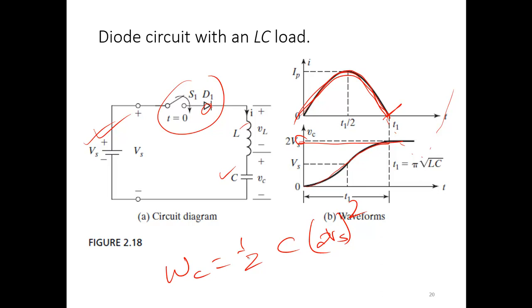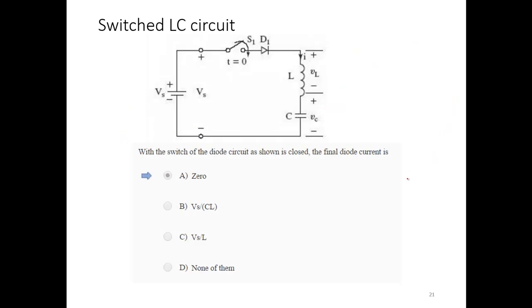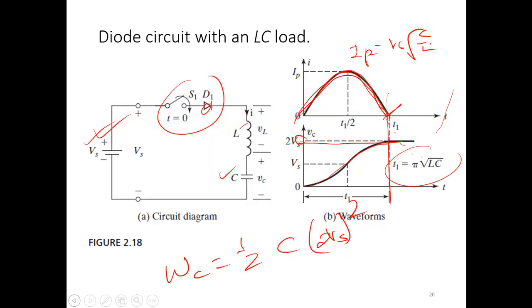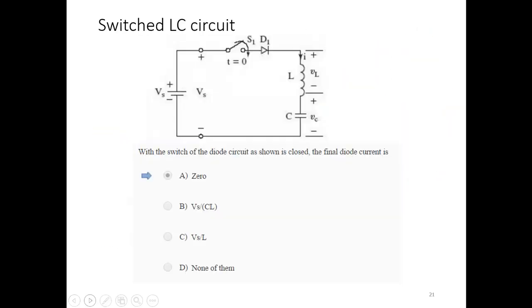Now the peak current of this circuit will be equal to, you can find out, I peak equal to VS times root of C by L, something like that. That will come in a minute. Look through that, there will be a peak current there. This is the basic theory of the circuit, and if you look through that, you can find out how long the diode will conduct. This will be pi times root LC. Okay? Let's look through the next circuit.